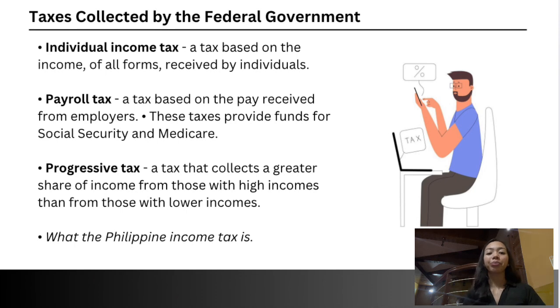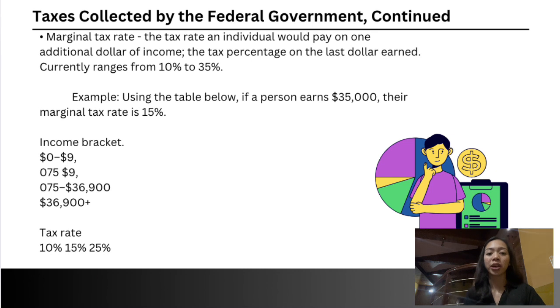Next is the marginal tax rate, the tax rate an individual would pay on one additional dollar of income, or the tax percentage on the last dollar earned, which currently ranges from 10% to 35%.